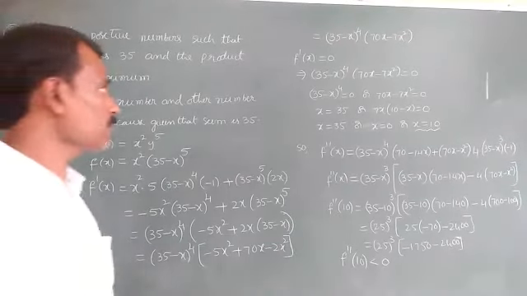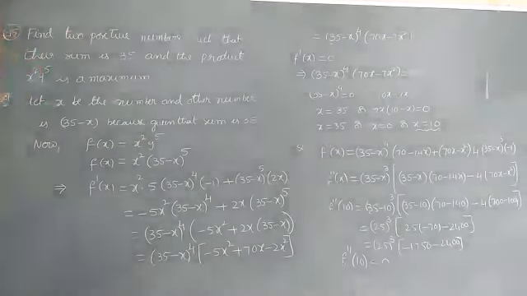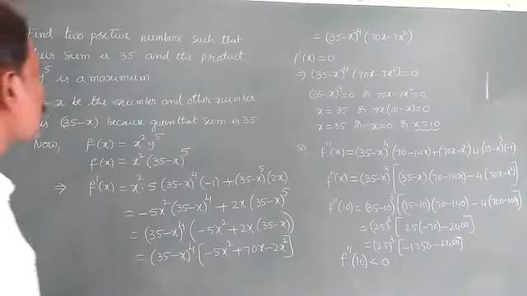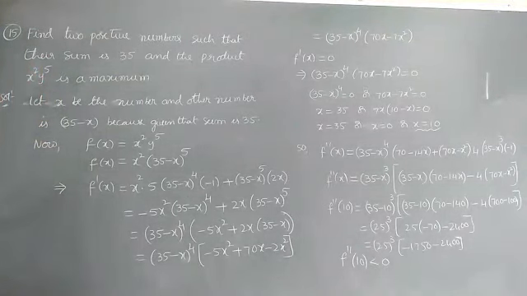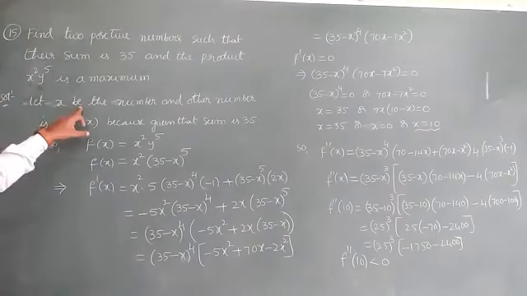Same model guys, same model only. 15th one: find two positive numbers such that the sum is 35 and the product of x square into y to the power of 5 is a maximum. Same method only guys, just take one number as x and the second number as 35 minus x.